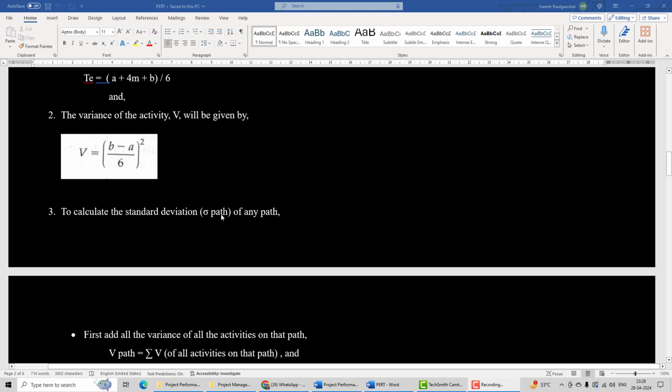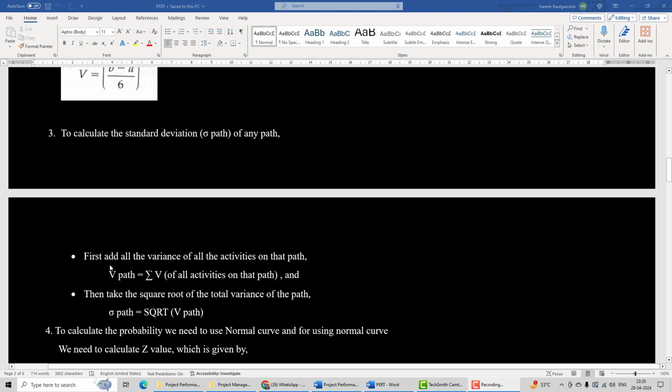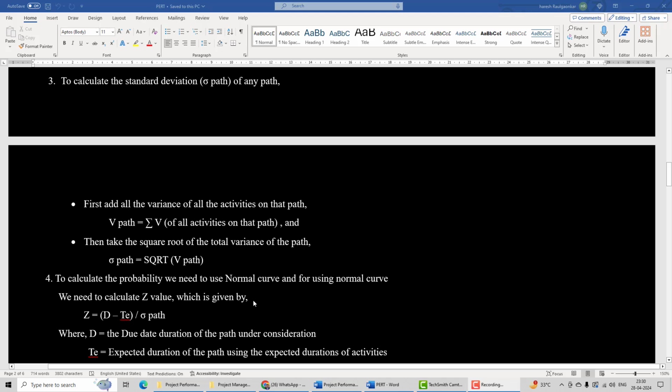Also, for the standard deviation of a path, we need to first add all the variances of all the activities on that path. We cannot add standard deviations of the activities of a path, but we can add the variances of the activities on the path. So we first add that, and then we take the square root of the total variance of the path, and we get the standard deviation of the path, which we can use in further calculations.